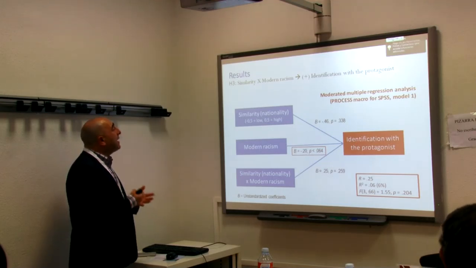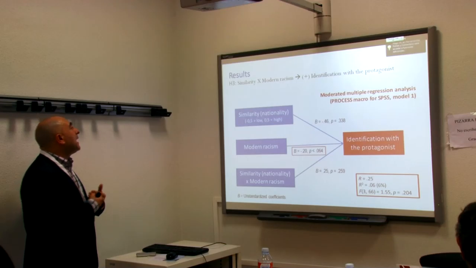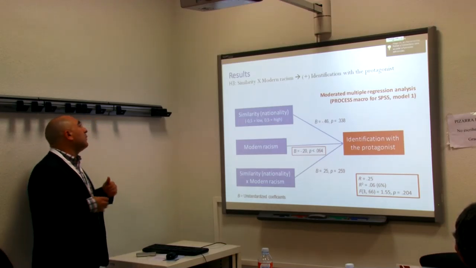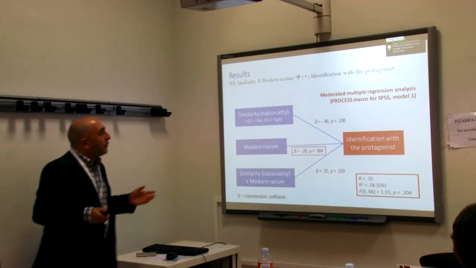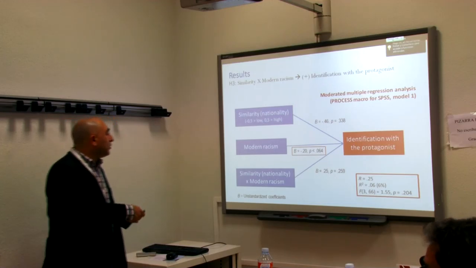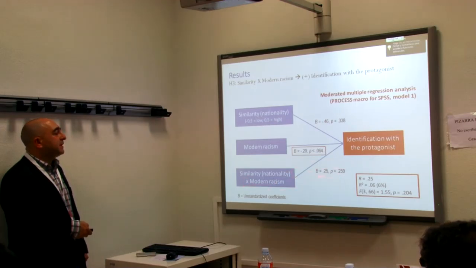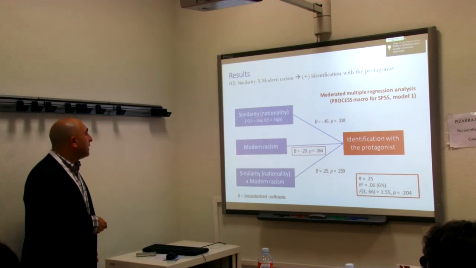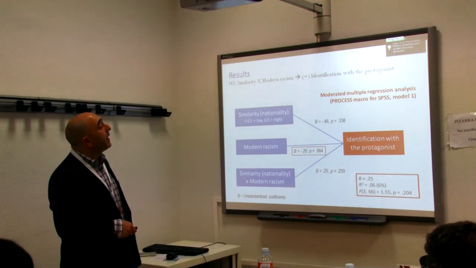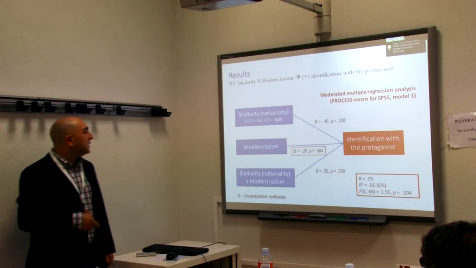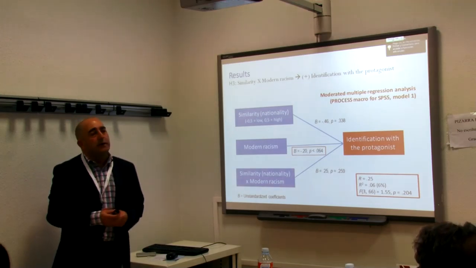That is related with the fact that perhaps people with different profiles in modern Athens can react in a different way depending on which kind of character is the main protagonist in the narrative. Well, again, we have to reject this hypothesis because the interaction effect between similarity and modern racism wasn't significant. But we can see here that modern racism has a significant negative effect on identification with the protagonist. So people with higher modern racism even have less identification with Maria in this case.